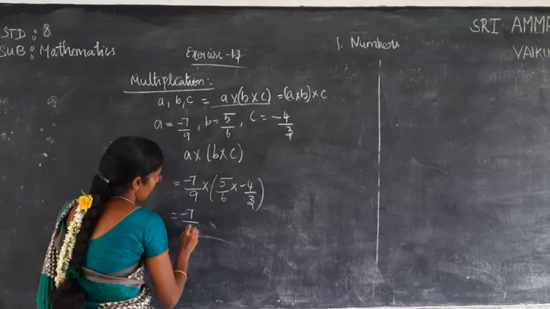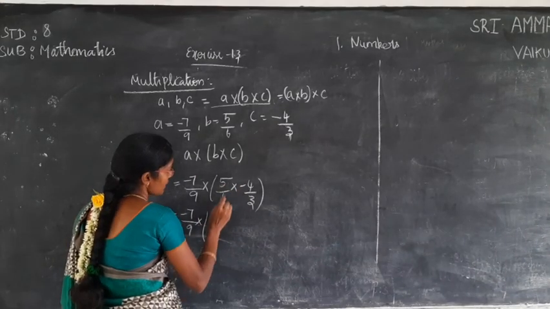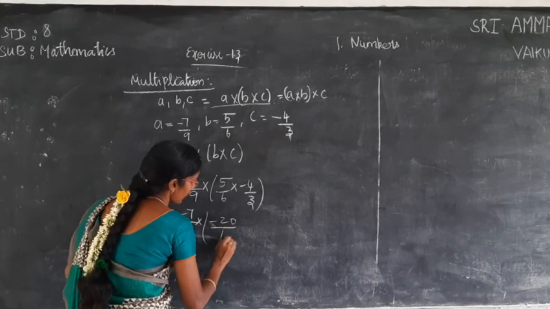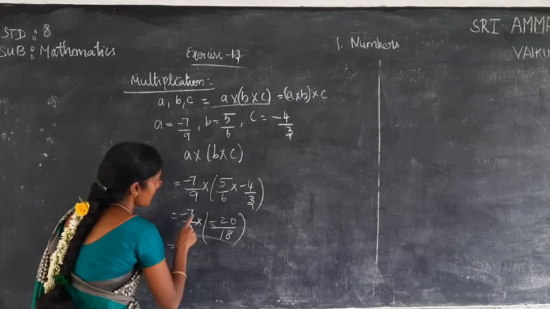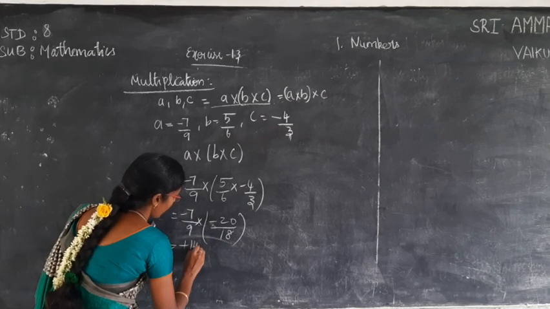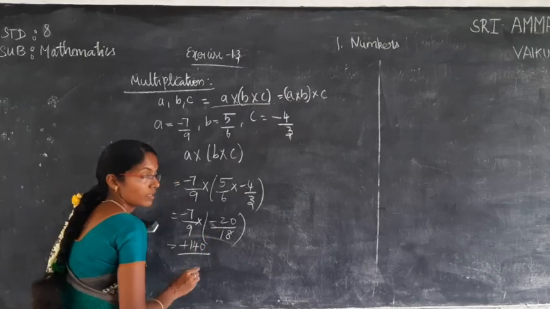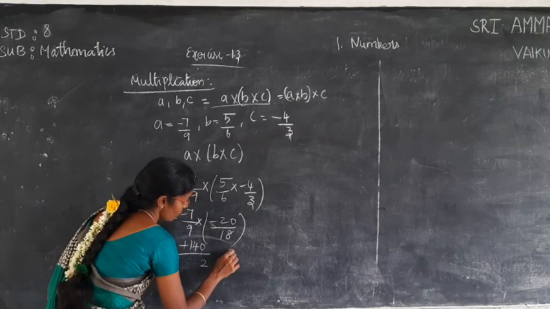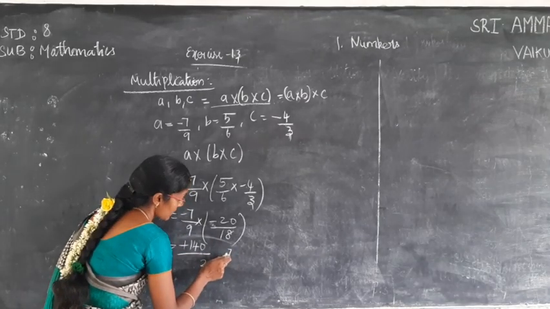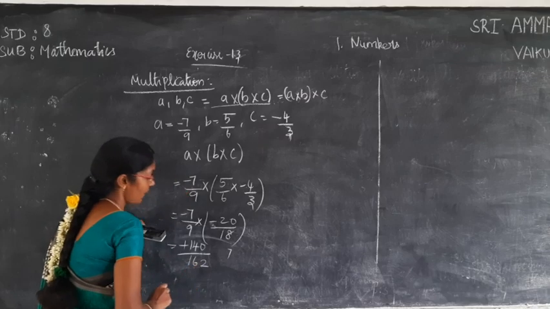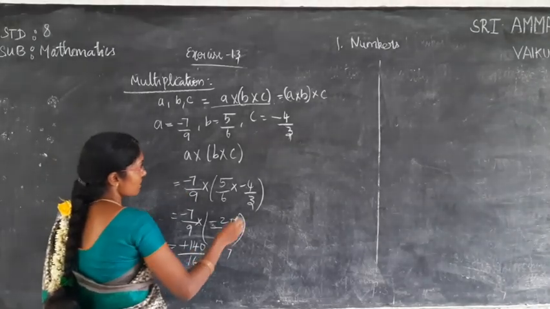So minus 7 by 9, first you have to do the bracket. So plus into minus, minus 5 4s are 20, 6 3s are 18. So next one, minus into minus, plus 7 2s are 14. So next one, 8 9s are 72, so 7, 9 1s are 9, 9 plus 7, what is it? 16, 162. So the LHS is 140 by 162.